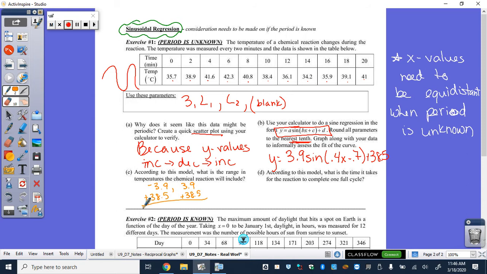So that gives me a 34.6 to a 42.4. So that is our range of values. And then the period, because they want to know how long it takes to complete one full cycle. One full cycle is your period. So 2 pi divided by 0.4, which would be 5 pi or 15.7 minutes. You do want to make sure you're in radians for these.